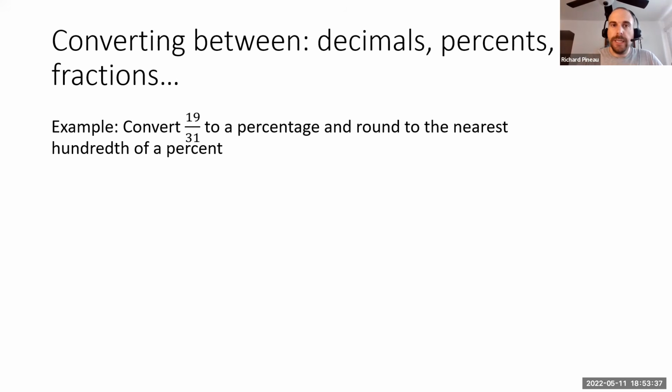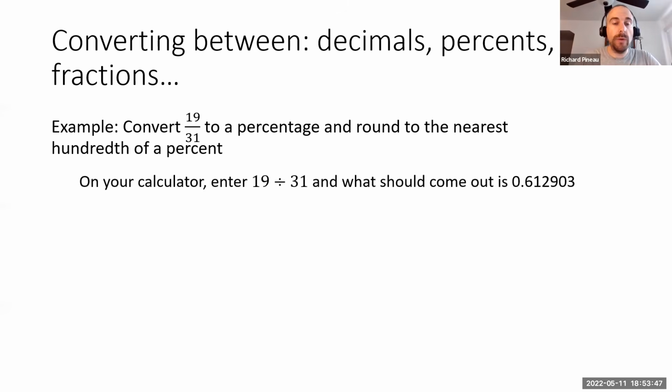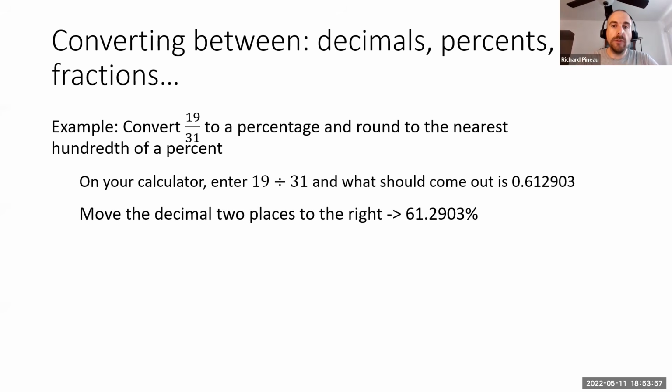Now let's get a little interesting here. Let us suppose we wish to convert 19/31 to a percentage and we want to round it to the nearest 100th of a percent. All right, so how does this work? Well, we enter 19 divided by 31 into the calculator, and what comes out is 0.612903. What we need to do is move the decimal 2 places to the right, so 61.2903%.